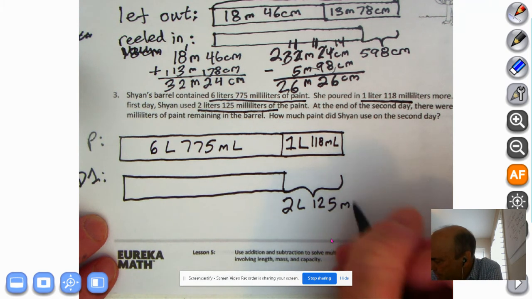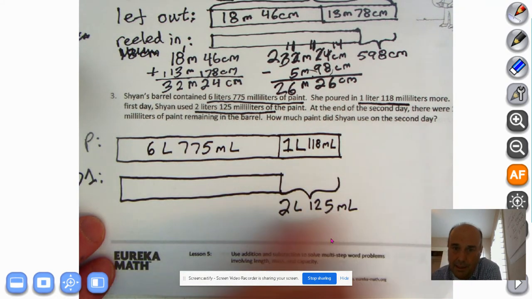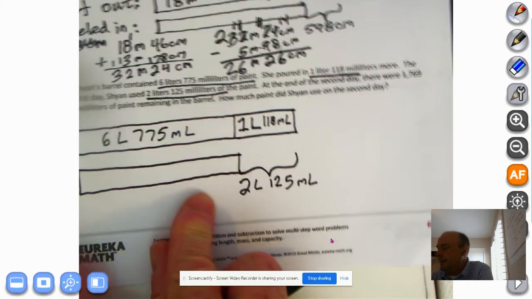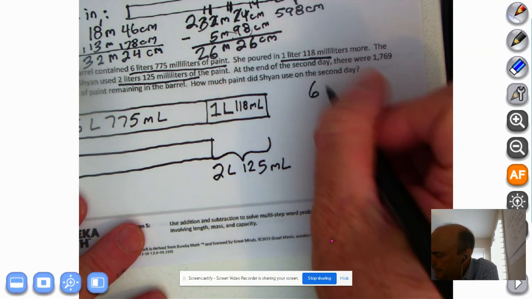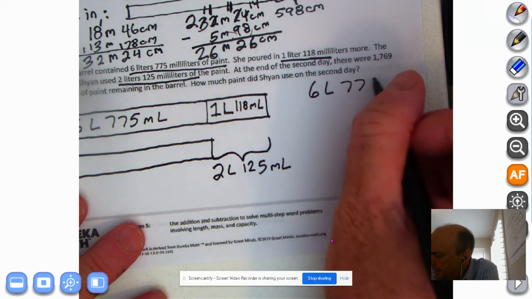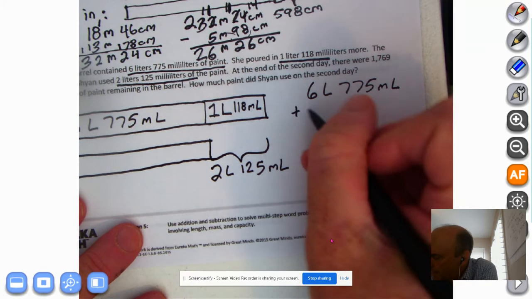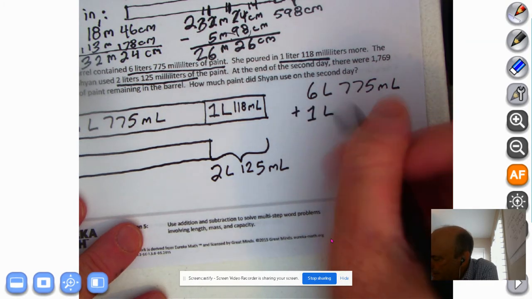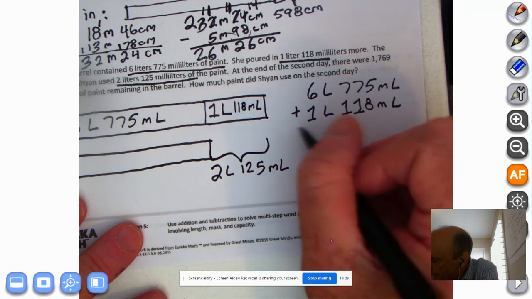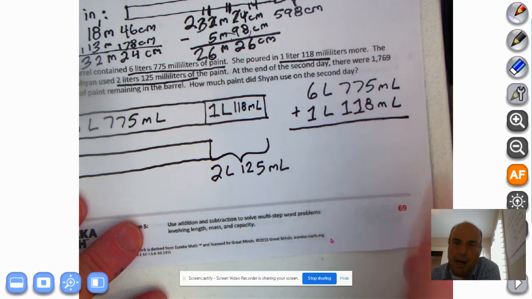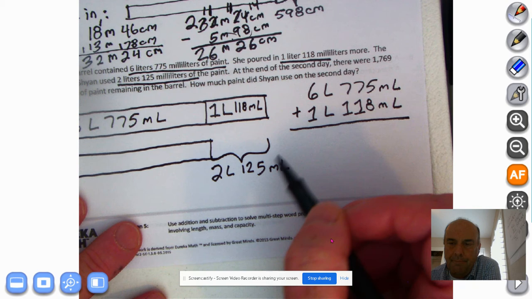First thing we have to figure out is how much paint she had at the beginning, then how much was remaining. Let's find out what this totals: 6 liters, 775 milliliters, and we're going to add on 1 liter, 118 milliliters. Pause the recording and give this a shot on your own and see what we come up with.